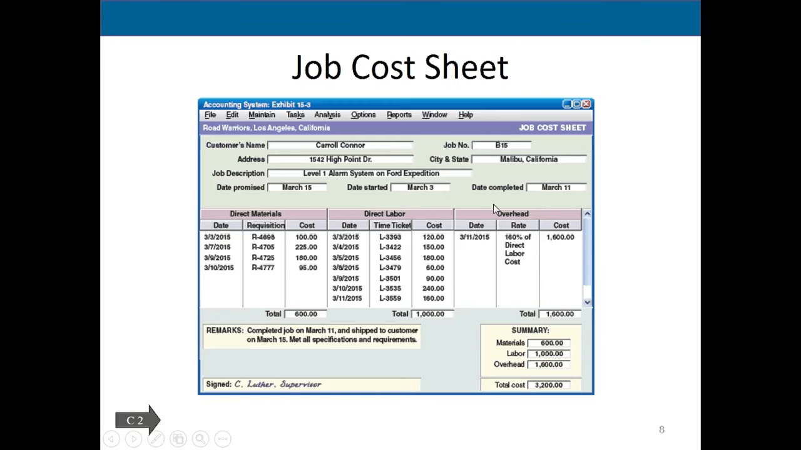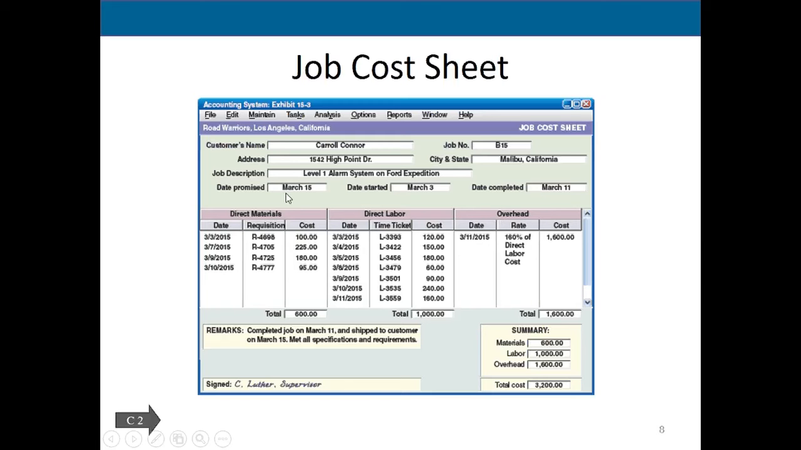But you'll see what's happening here. This is a job cost sheet for customer Carol Connor. It's job number B15, if you remember the little picture in the diagram before. She lives in Malibu, California, and she's having a level 1 alarm system installed on a Ford Expedition. We promised it to be done by March 15th. We started it on March 3rd. It actually got completed on March 11th.